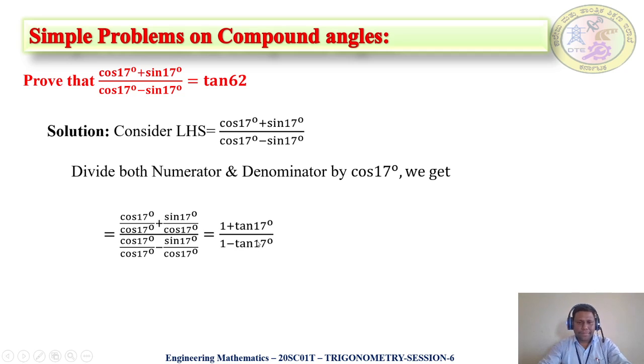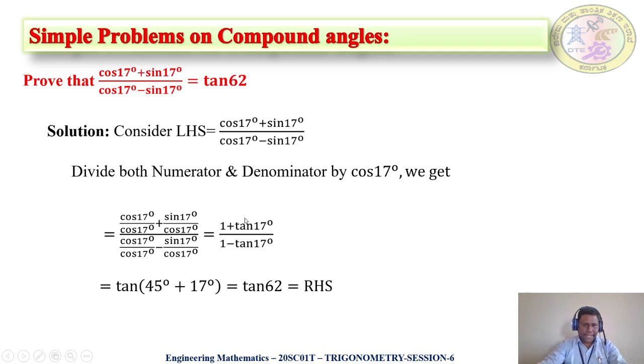And this is of the form 1 plus tan A by 1 minus tan A. And for that one, the formula is tan of 45 degree plus A. That's what we have proved in the previous problems. Tan of 45 plus A equal to 1 plus tan A by 1 minus tan A, and here A is 17 degree. Therefore, we get tan of 45 degree plus 17 degree, that is tan 62 degree. And that is the required RHS for this one.